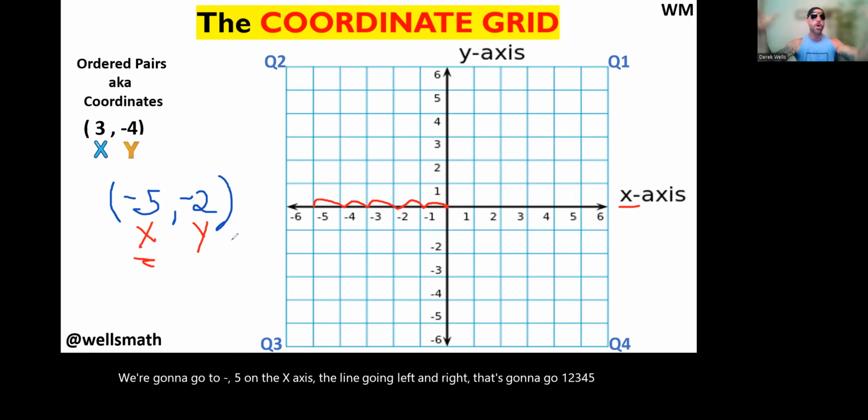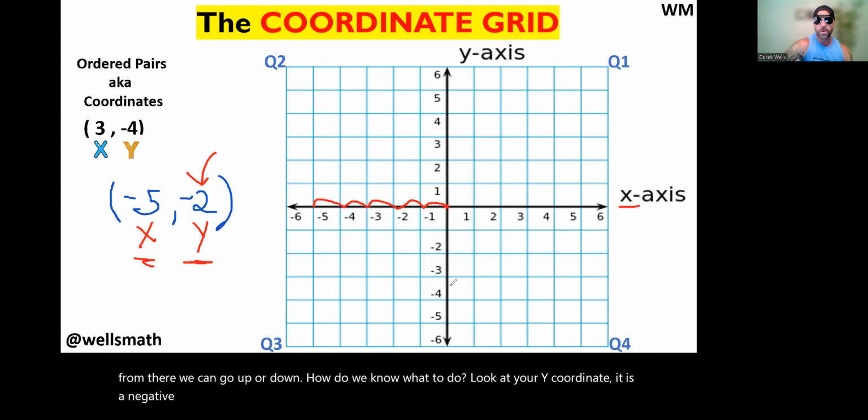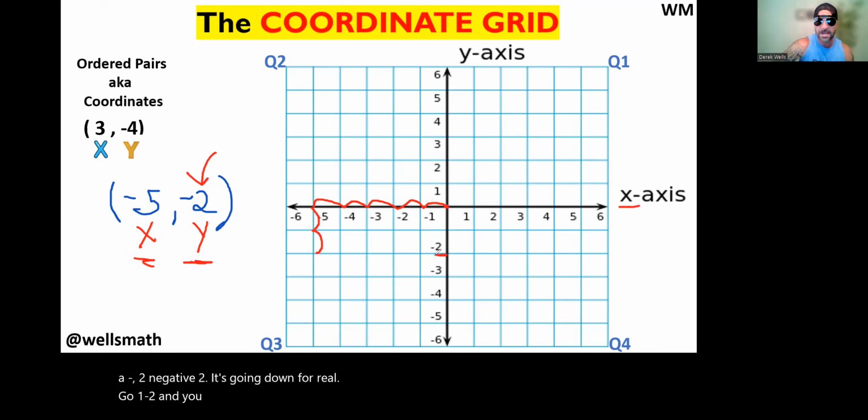And from there, we can go up or down. How do we know what to do? Look at your y coordinate. It is a -2. Well, -2 is going down, for real. Go 1, 2, and you can see there's that -2 line right there. So your dot, your plotted point, goes right there. That puts you actually in quadrant 3.